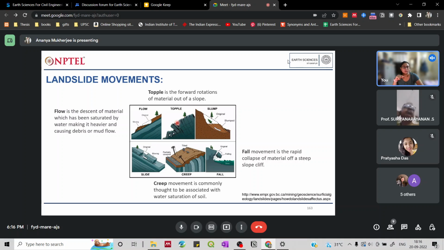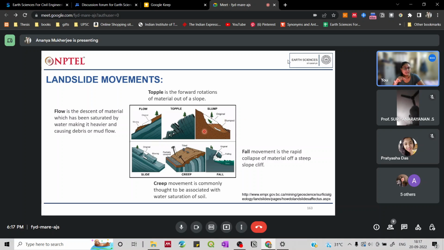Then you have topple. Topple is a forward rotation of material out of a slope. Over here you can see that there are a lot of joints present. So what can happen is, due to, say, an earthquake, because of the deformation, because of the ground shaking that has taken place, along these planes of weakness some movement has probably taken place, and the rock blocks over here topple down. So they don't have a planar surface along which they move, they just topple over.